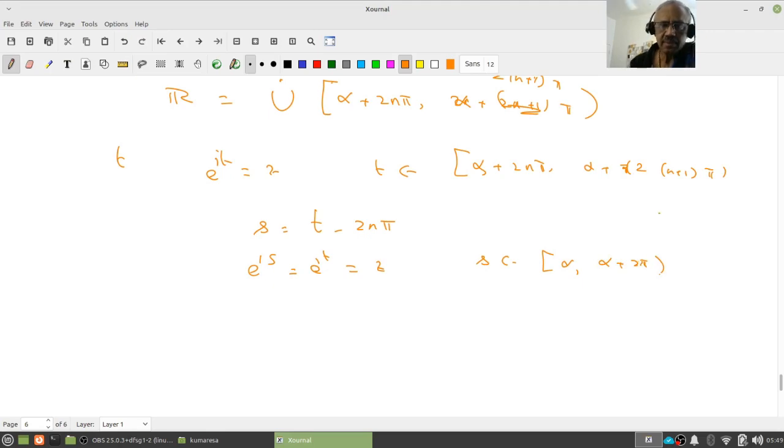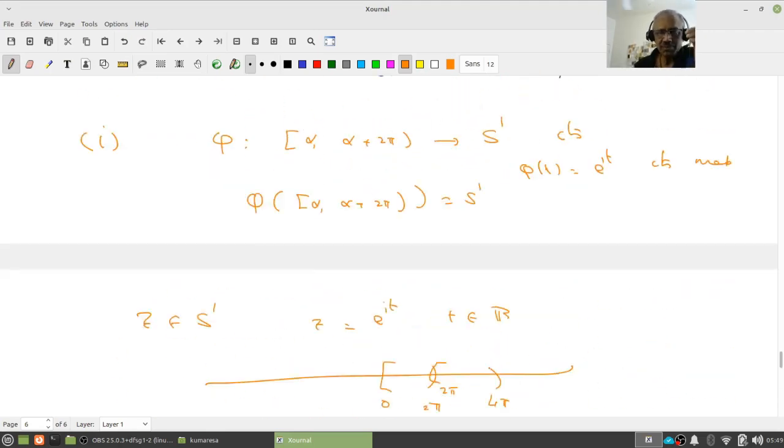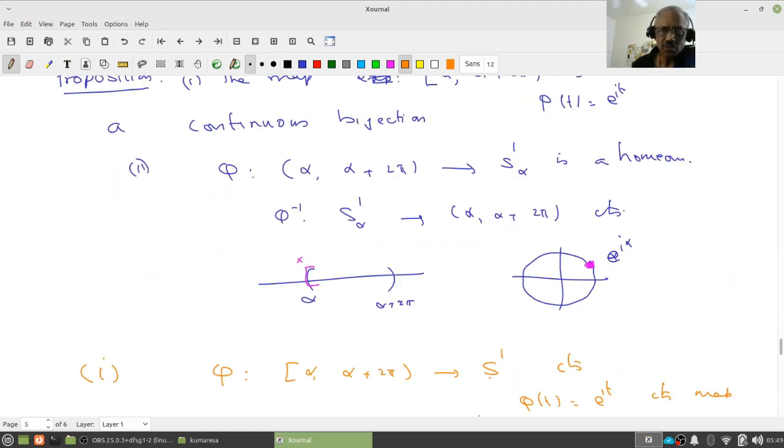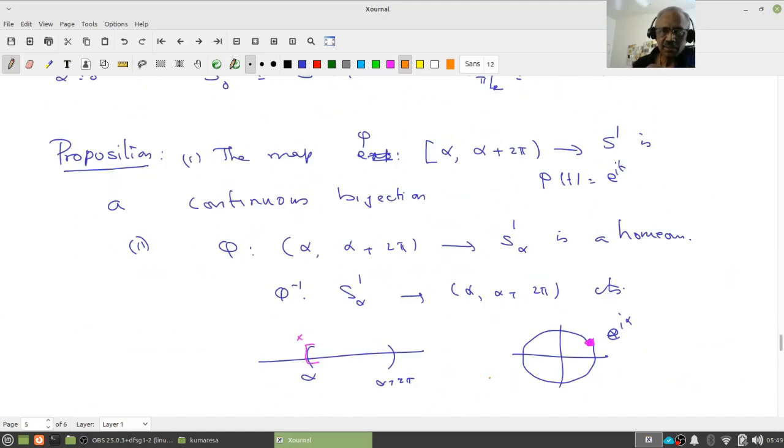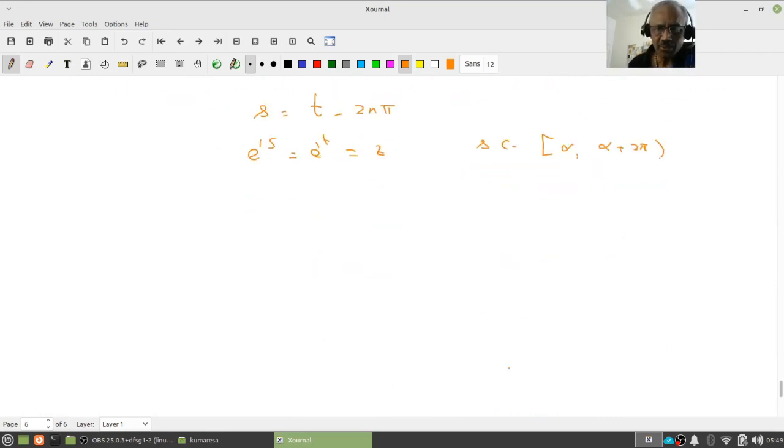Yeah. So these are the things which intuitively one feels are correct, but you should learn how to prove that rigorously. So what have I done now? I have shown that it is a continuous map and it's onto, and I have to prove it's 1-1, but 1-1 is easy. Suppose s and t are in alpha to alpha plus 2 pi, and assume that t is greater than s, and e power i t equals e power i s.